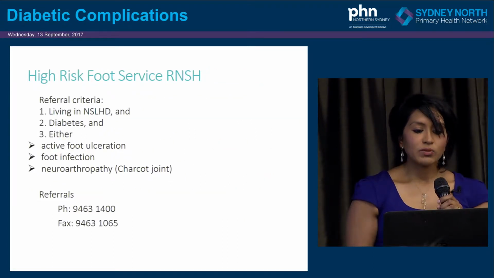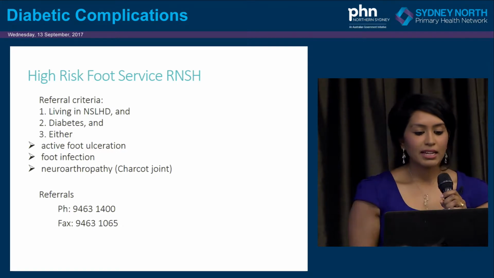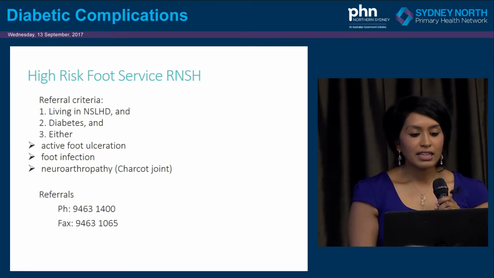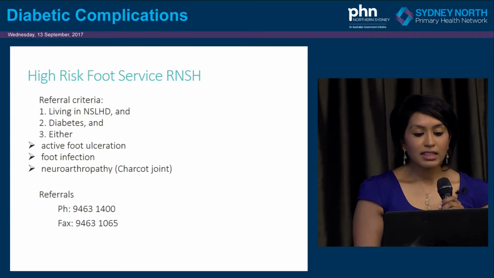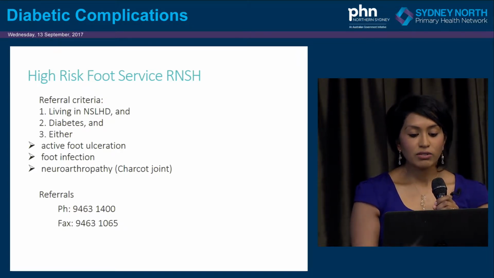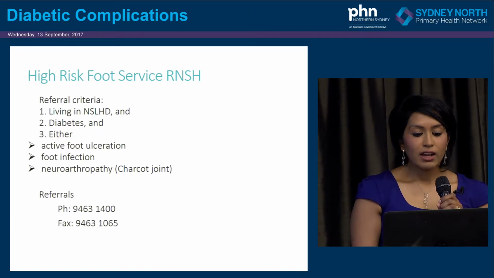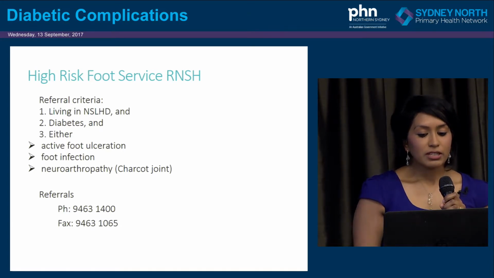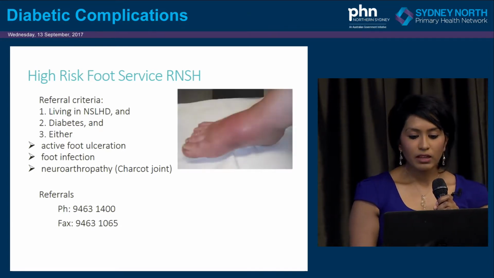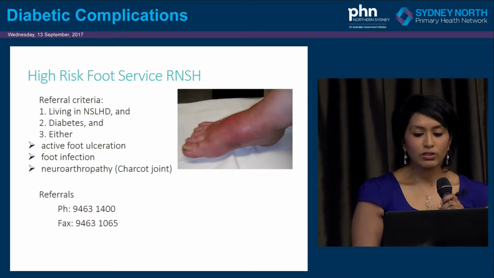So in cases where it's more complex and urgent, the indications for referring to Ian's service at Royal North Shore Hospital, the high risk foot service, is that they live in our LHD and have diabetes, and they either have an active foot ulcer, a foot infection, or neuroarthropathy, which is a Charcot joint. And this is just an example of what that looks like.